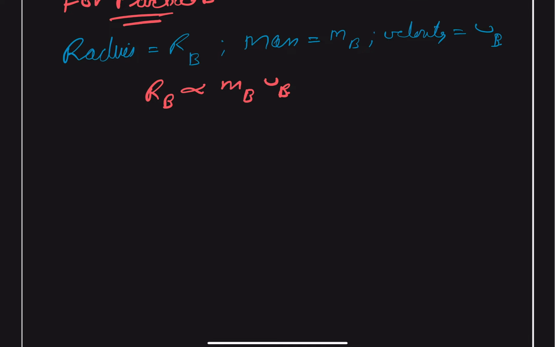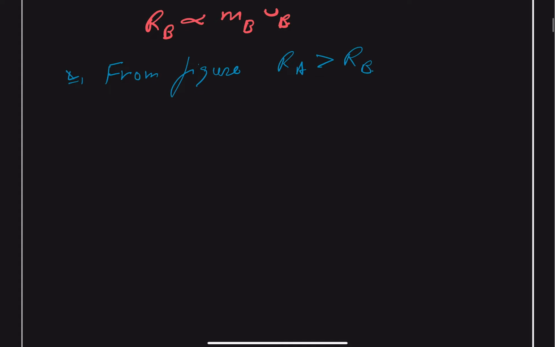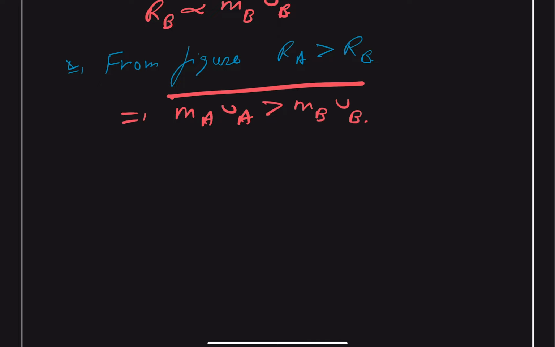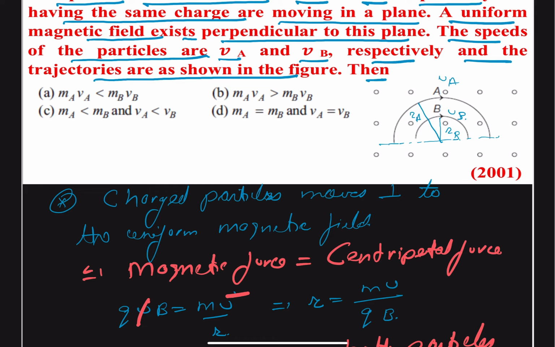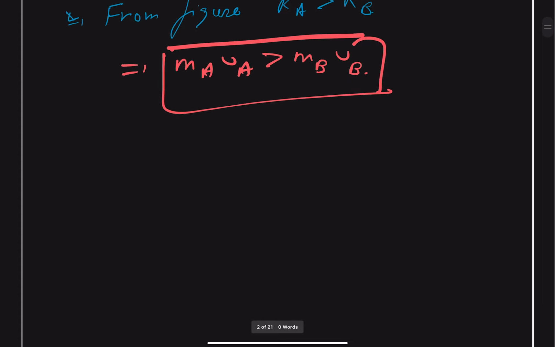But from the figure, we can say RA is greater than RB. So we simply substitute. We can write MA VA is greater than MB VB. So the option which matches this is option number B. Option B is the correct one.